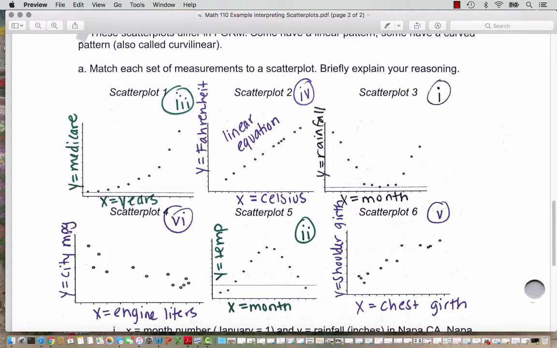So here x is the Celsius temperature on the horizontal axis, and y is the Fahrenheit temperature on the vertical axis. And see how those points would fall exactly on a line? So these are a perfect fit to a linear equation, and that's because we know the conversion from Celsius to Fahrenheit is a linear formula.